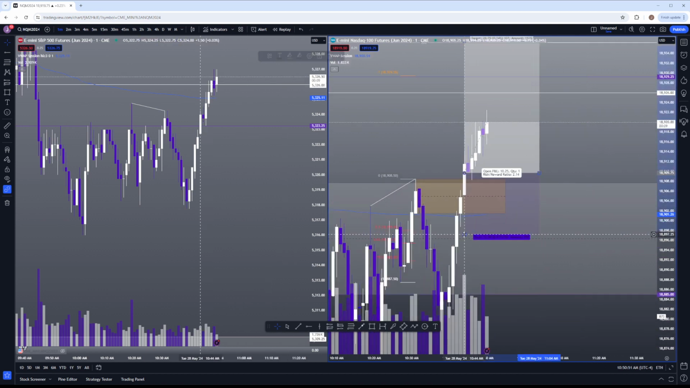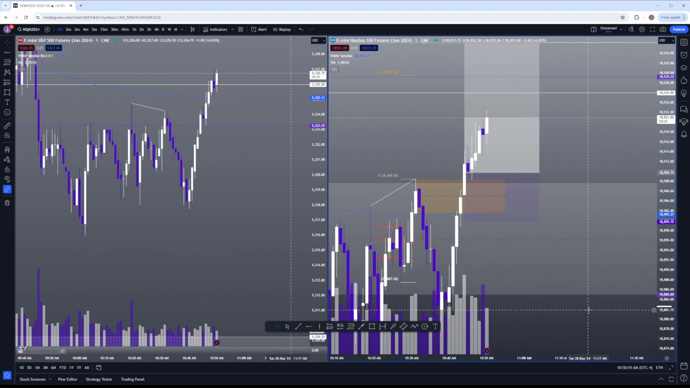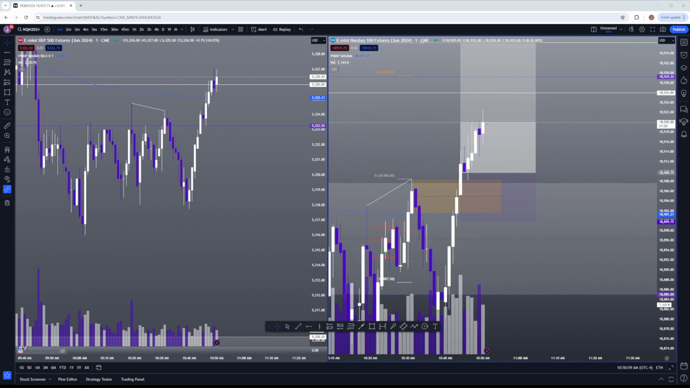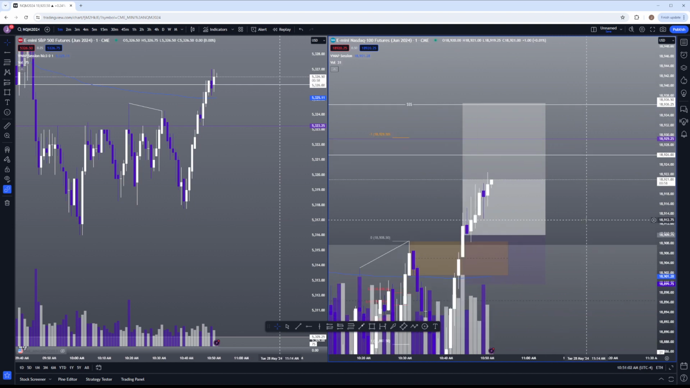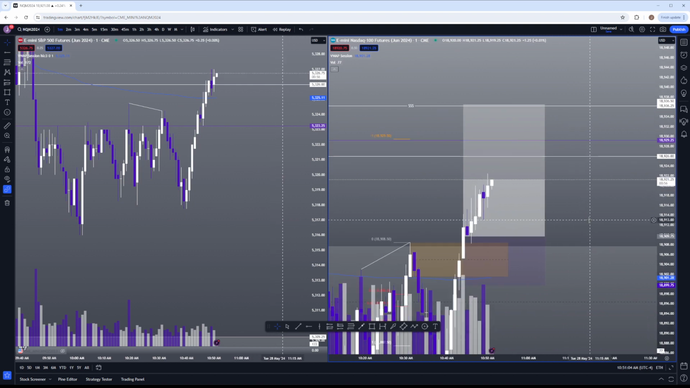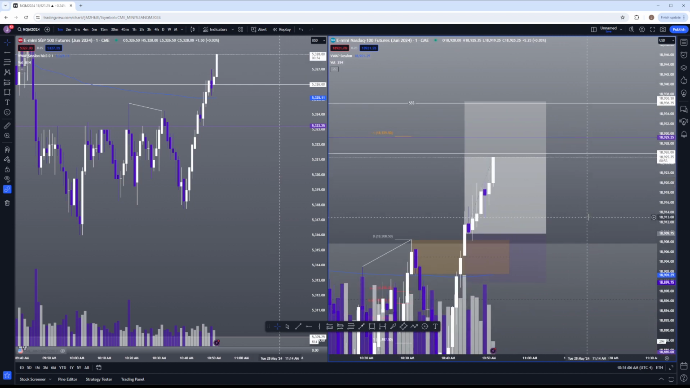At this point, I'm going to move my stop up a little bit. I'm going to move it to 40 ticks just below VWAP at 18,899.75. Now I'm only risking 40 ticks here. Remember, you can always move your stop to break even.